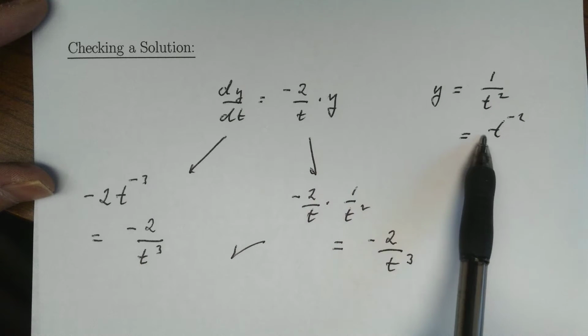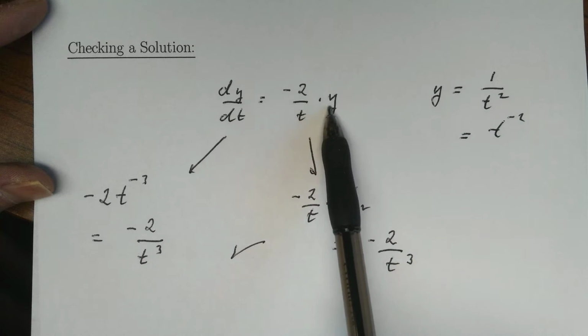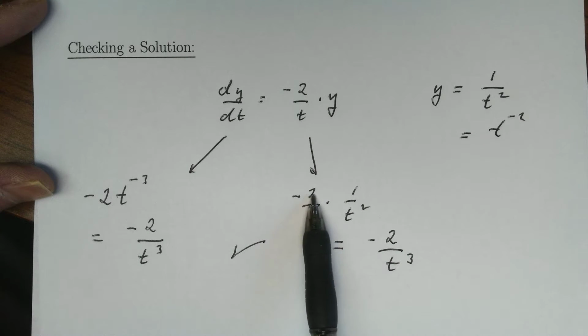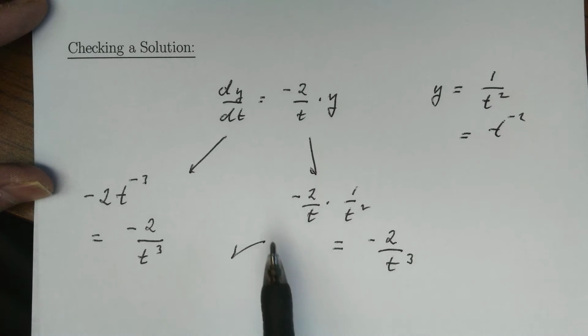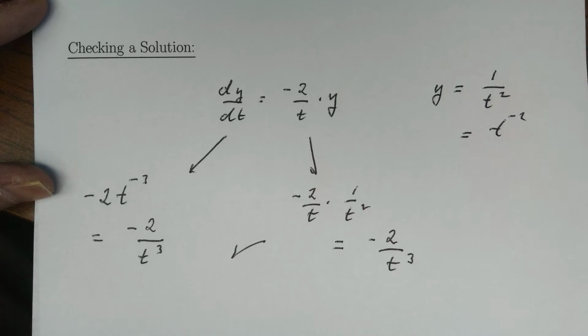On the other hand, if we substitute 1 over t squared in here, we get minus 2 over t times 1 over t squared, which is minus 2 over t cubed. This equals that, so both sides yield the same quantity. This solution checks.